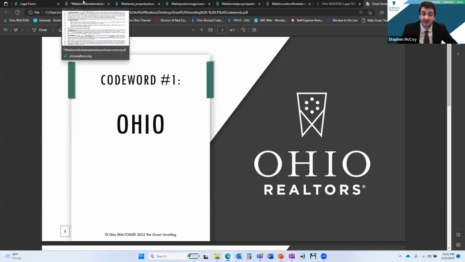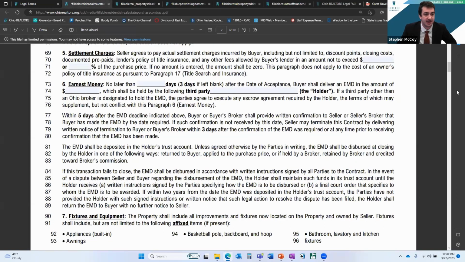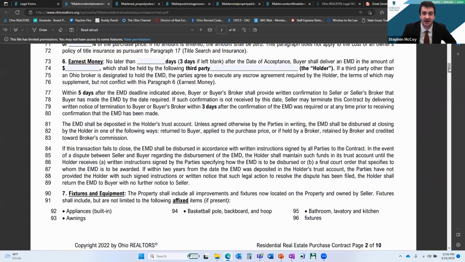All right. Well, let's get back to the contract. Really, we wanted to pick up at the next paragraph here, paragraph 6, involving earnest money. John, you want to take us away?